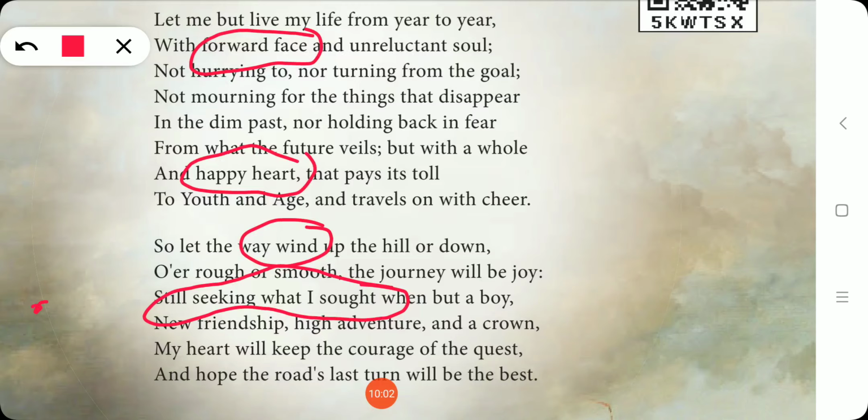Okay, so here in your question paper, if they are giving this poem line, for example the line unhappy heart that pays its toll, and if they are asking you to pick out the alliterated words in the line, you have to write happy heart. Okay, so these are the examples of alliteration in this poem.